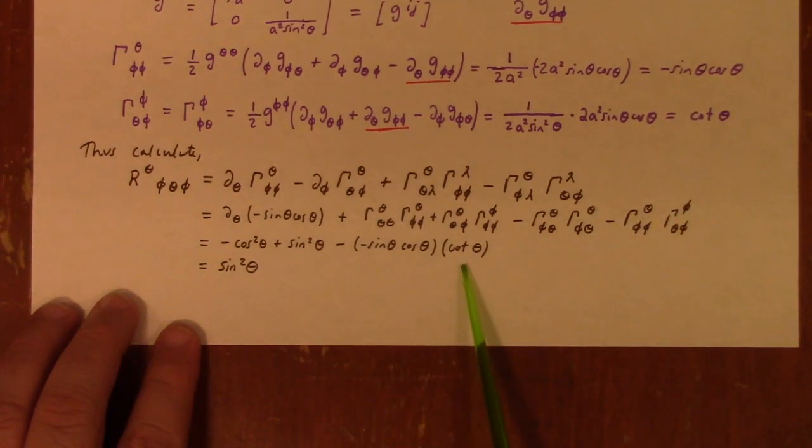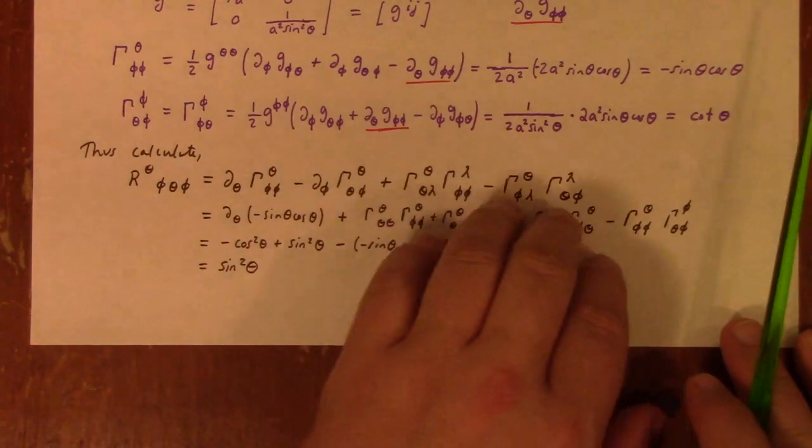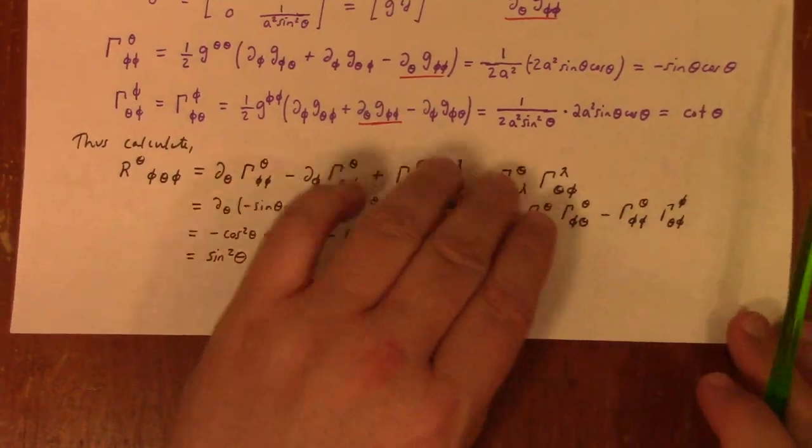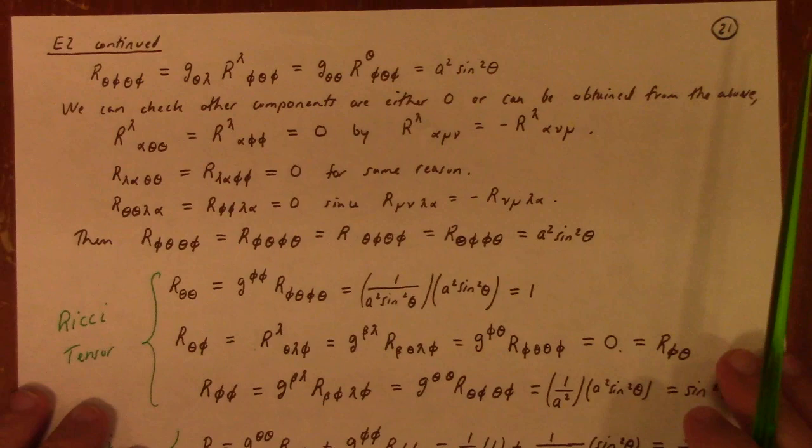It gives you this times that. But notice that the cotangent, this is cosine over sine. So this gives you a cosine squared. So you get plus cosine squared minus cosine squared. They cancel. They just leave you the sine squared. So there you go. There's the Riemann tensor. So I've added a little bit of calculation that Carroll didn't show, but nothing terribly profound. You know, he didn't say that this was straightforward.